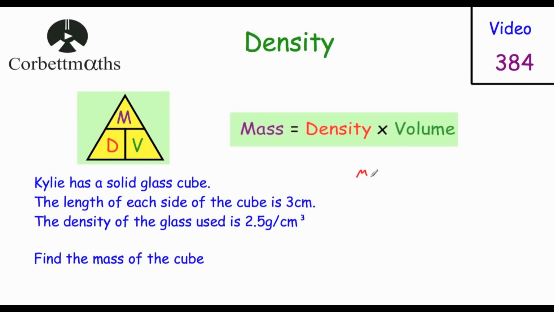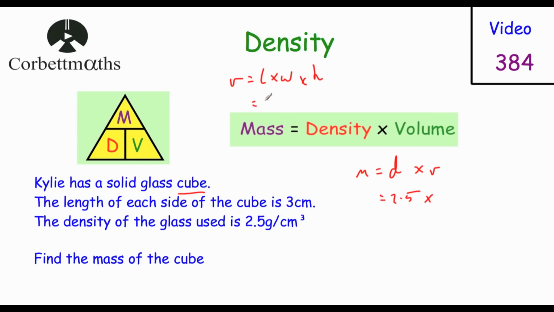So we're doing mass is equal to the density times volume. Now the density in the question is 2.5, so that's straightforward, but we're going to multiply by the volume. Now in this question it didn't actually tell us the volume, but we've been told it's a cube. And we've been told that the length of each side of the cube is 3 centimeters. So we need to find the volume of a cube. Now to find the volume of the cube, you're going to do the length times the width times the height.